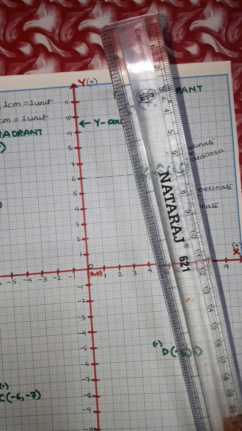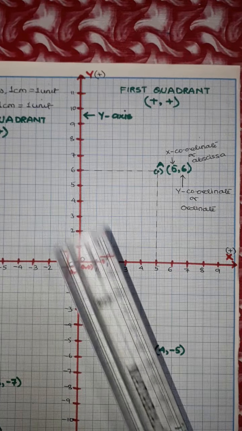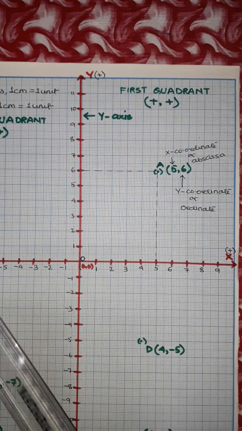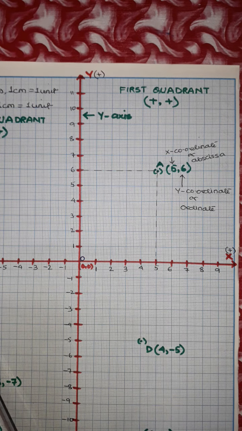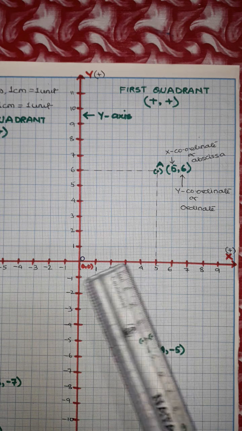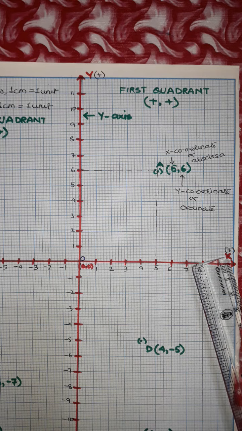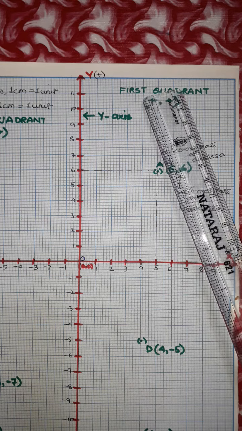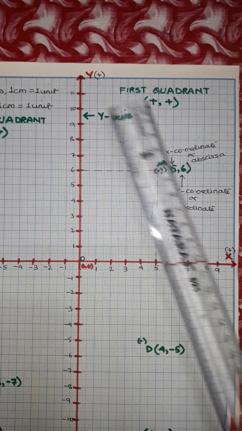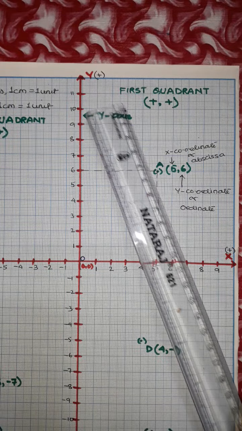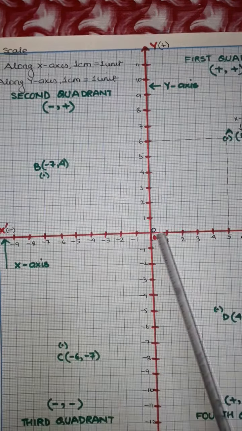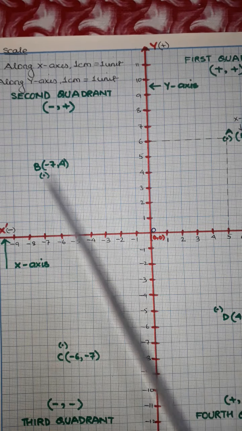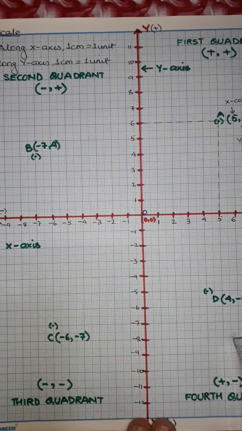We must always move along the anti-clockwise direction. Anti-clockwise direction means x to y, y to x dash, to y dash, to x. So in this direction x is positive, and if you are moving in the upward direction, y is also positive. So the sign of the first quadrant will be positive, positive. Now, this is the second quadrant, this the third quadrant, and this one is the fourth quadrant.